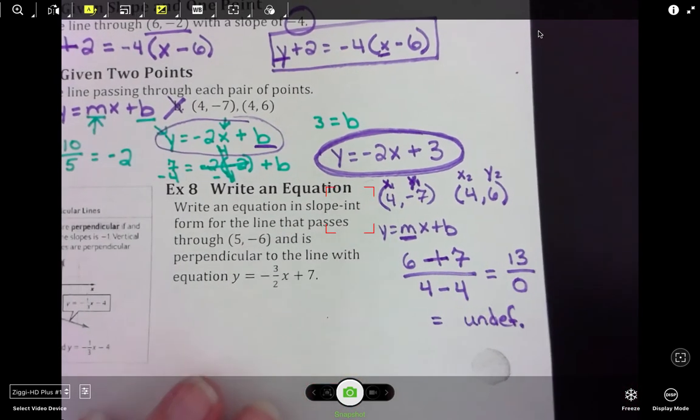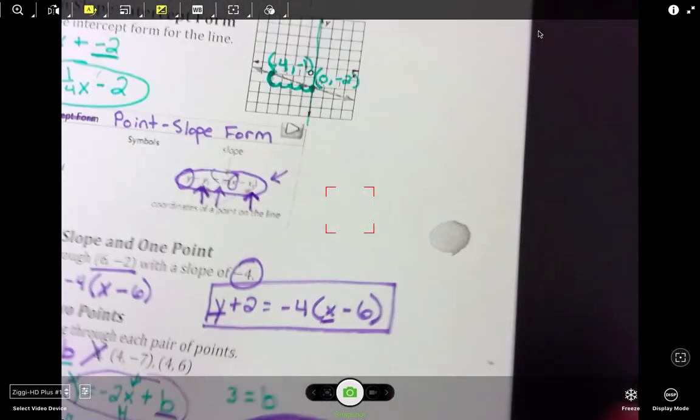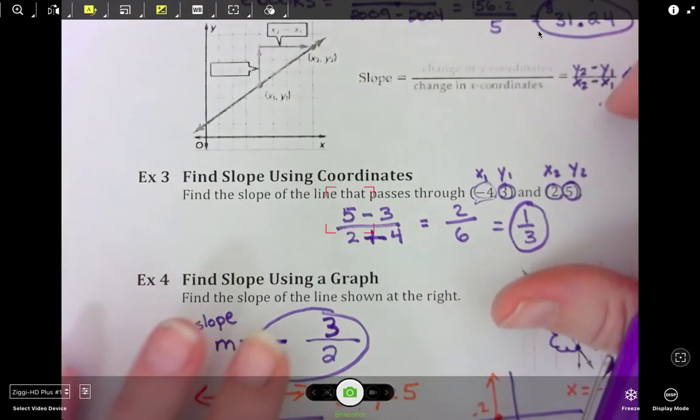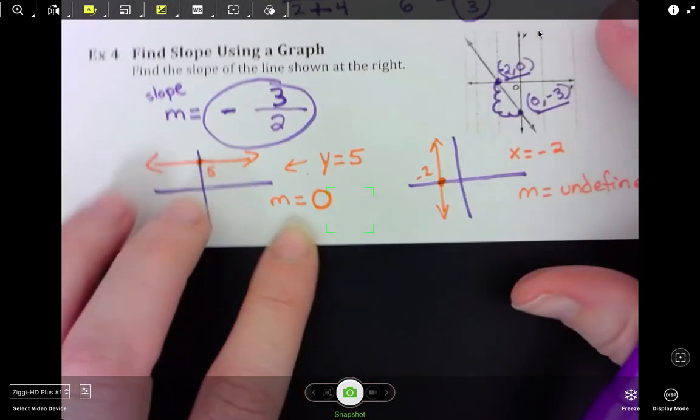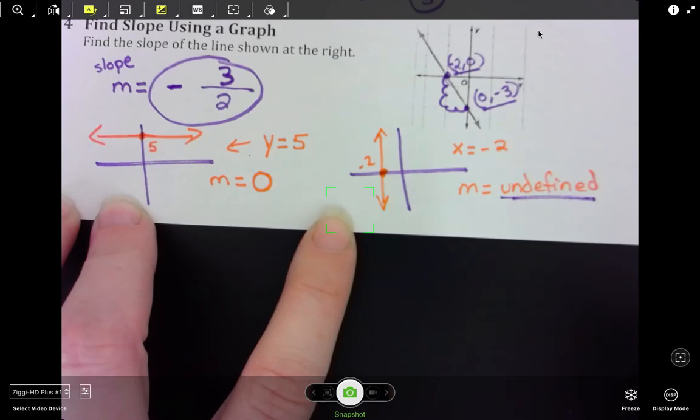Because you can't divide by 0. So dividing by 0 is undefined. I'm going to flip back to the first page that I had. Right here, I talked to you in section 1.3 about slopes that were undefined. Those were going to be straight up and down lines, vertical lines, okay?